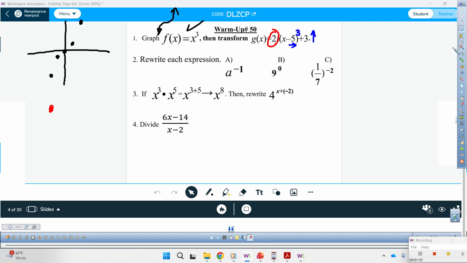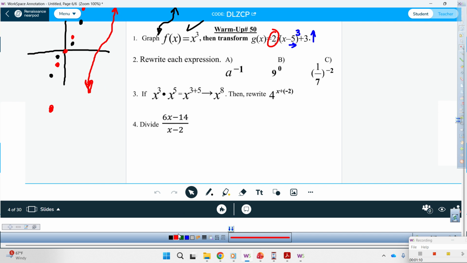So that means that -1, -1 becomes -1, -2. 0, 0, 1, 2, and 2, 16, way up there. So since it's stretched, then now we move those 5 red points, 5 to the right, 3 up. So our new function is going to be stretched and somewhere up there.